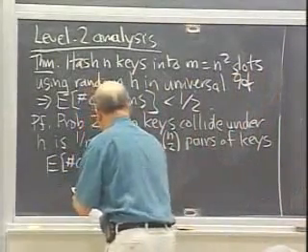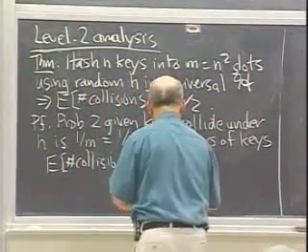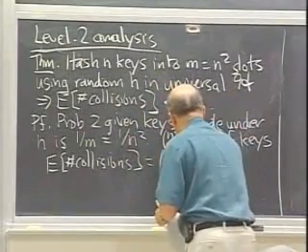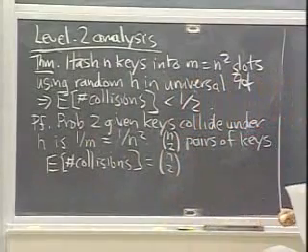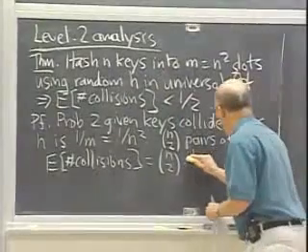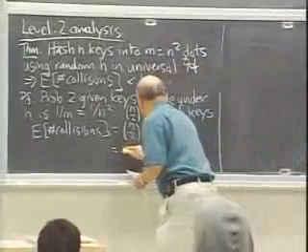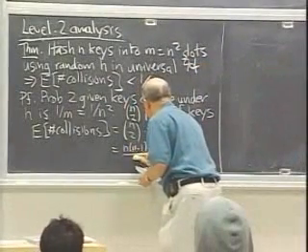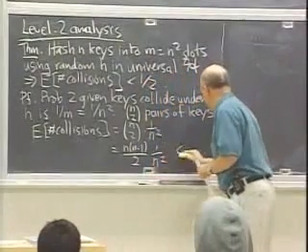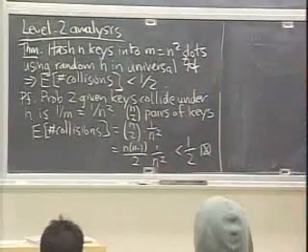So therefore, the expected number of collisions is, well, for each of these n choose 2 pairs of keys, the probability that it collides is 1 in n squared. So that's equal to n times n minus 1 over 2, if you remember your formula, times 1 in n squared. And that's less than a half.